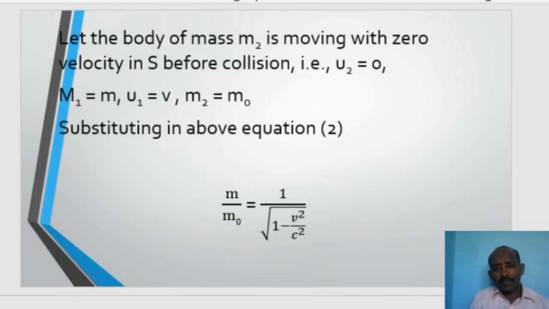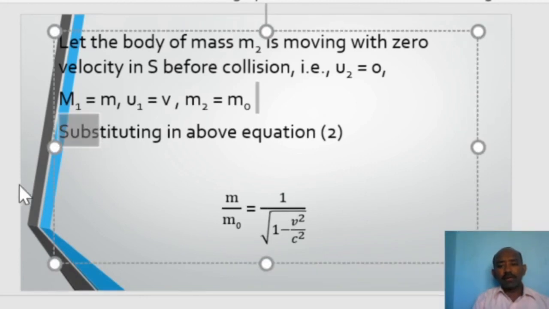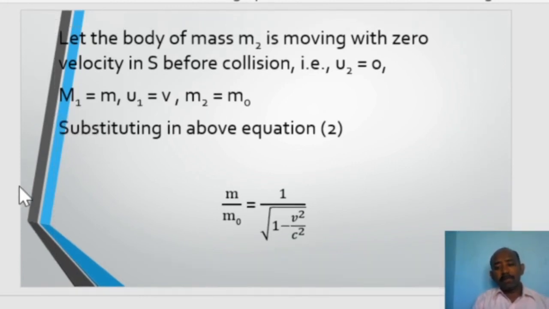Now let the body of mass m2 be moving with zero velocity in S before the collision. We substitute m1 becomes m, u1 is equal to v, and m2 is equal to m0 in the above expression. So we get m by m0 is equal to 1 by root of 1 minus v square by c square. Then we just rearrange the terms.